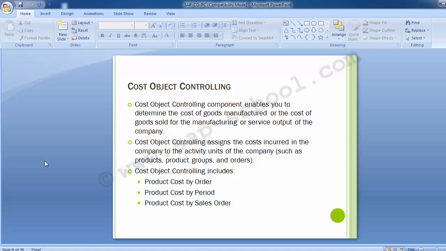The function of cost object controlling is used on the basis of lots or periods. So I said that cost object controlling includes product cost by order, if we are producing at order to order level, that is make to order. Then there is product cost by period, where a time period is assigned, and product cost by sales order.